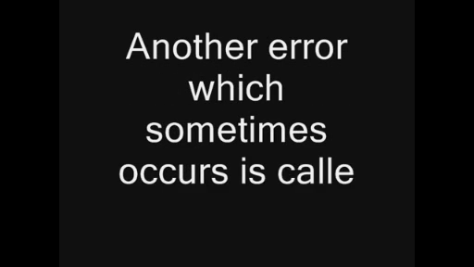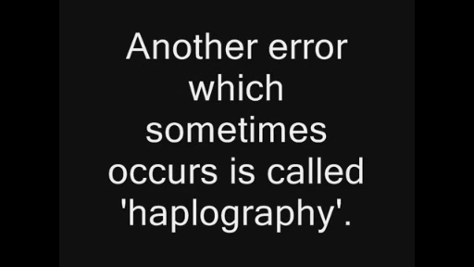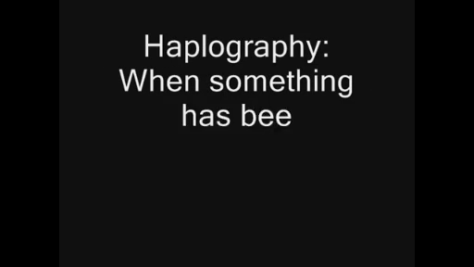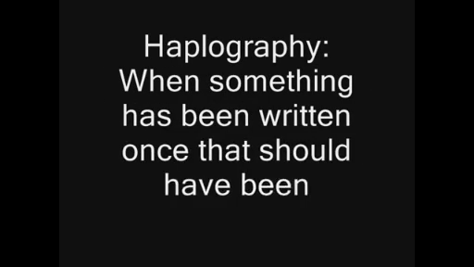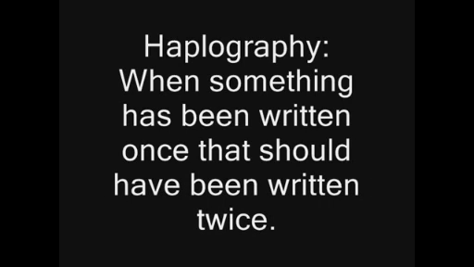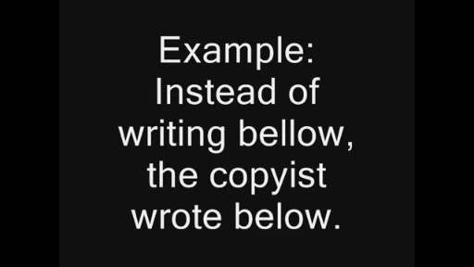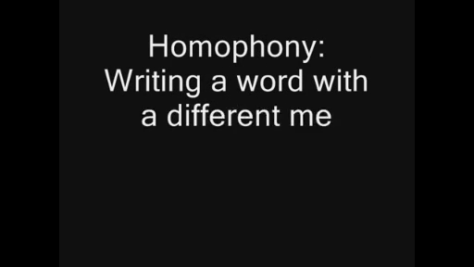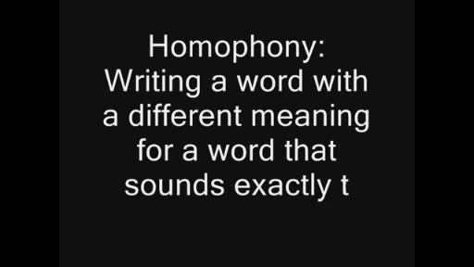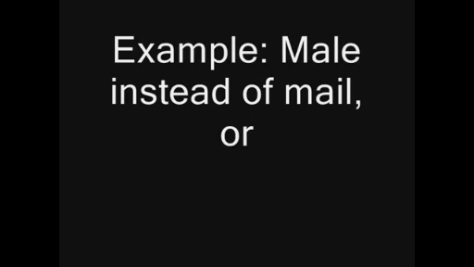Now, another error that sometimes occurs is called haplography, and that's when something has been written once that should have been written twice. So in this case, instead of writing bellow, we wrote below, which of course is a different word with a different meaning. And then there is homophony, and that is writing a word with a different meaning for a word that sounds exactly the same. So, for example, instead of writing male, M-A-I-L, the copyist wrote male, M-A-L-E. Or instead of writing brake, B-R-A-K-E, they wrote break, B-R-E-A-K.